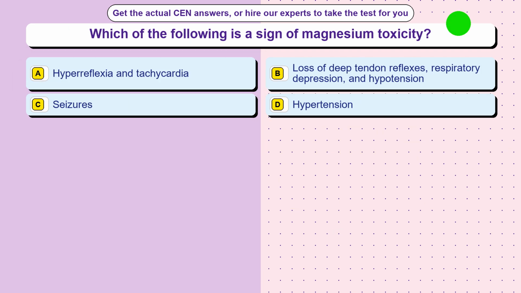Question 57. Which of the following is a sign of magnesium toxicity? Option A, hyperreflexia and tachycardia. Option B, loss of deep tendon reflexes, respiratory depression, and hypotension. Option C, seizures. Option D, hypertension.